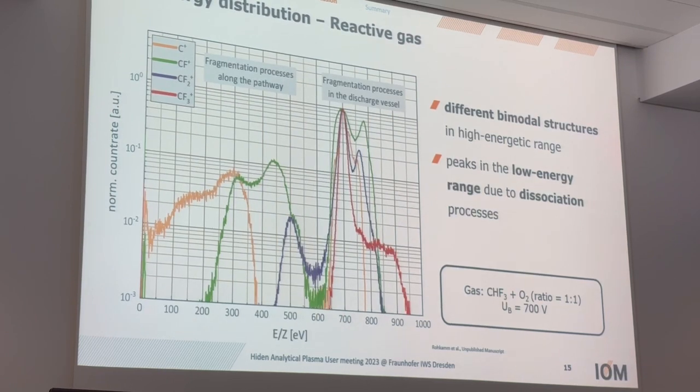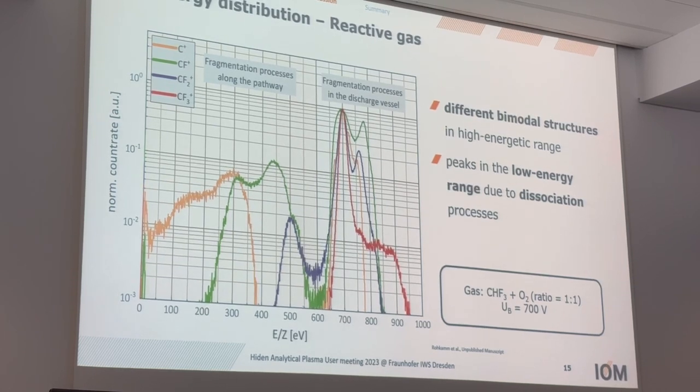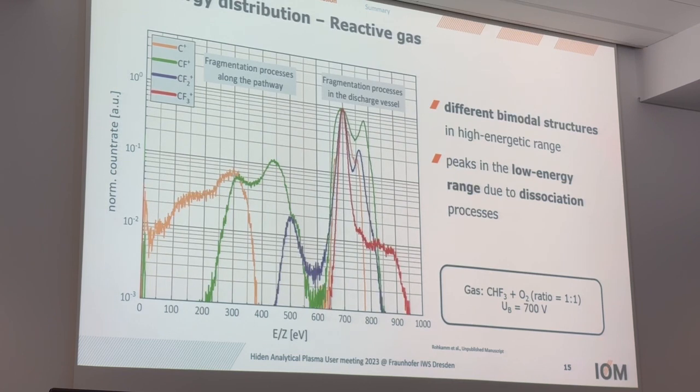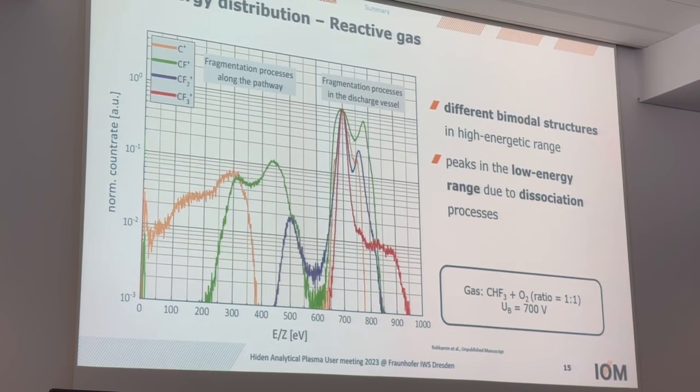Okay, so what ion energy distributions have we used? These are the ion energy distributions we've recorded. I think there are 18 different ion energy distribution functions of our ion beam. And here are depicted the ion energy distributions for our CF species. What you can see is that you have different contributions all over the whole energy range. We applied a beam voltage of 700 volts.